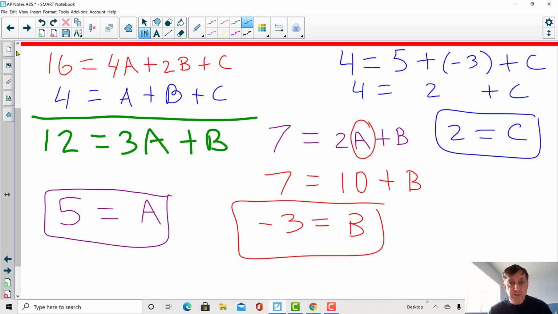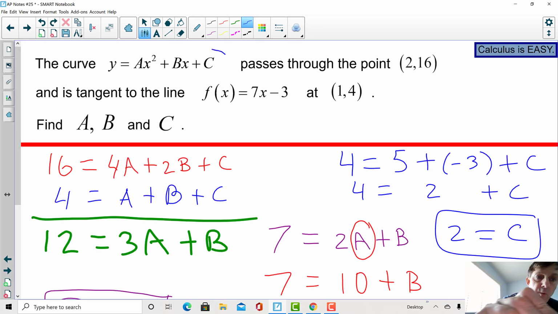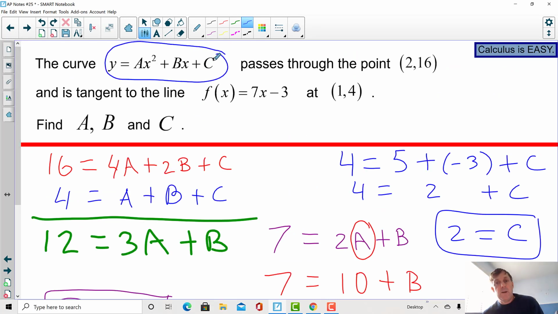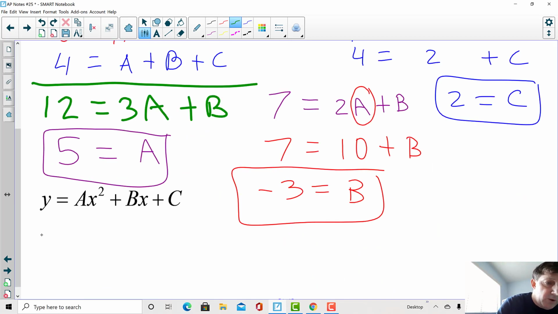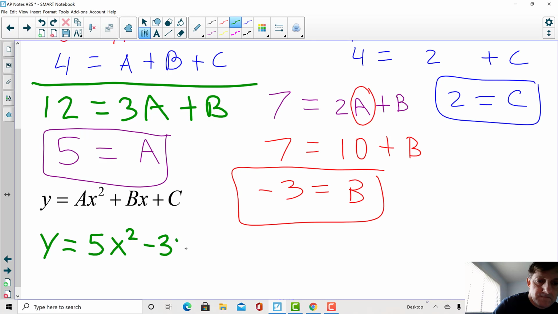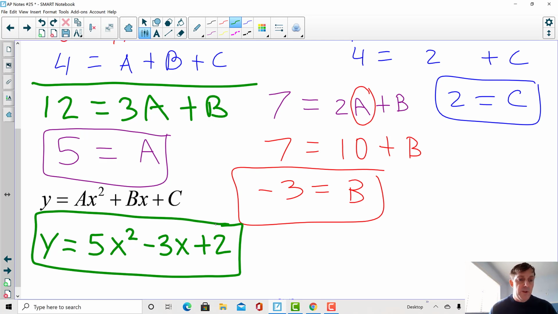Now let's go back to the question. We were supposed to find the equation of this parabola. So we needed to find the a, the b, the c. We found them. And let's go ahead and plug them back into the equation. Okay, here we go. Y equals, and the a was 5. So we put 5x squared. The b was minus 3. And the c was 2. And there we go. That's the equation of the parabola.